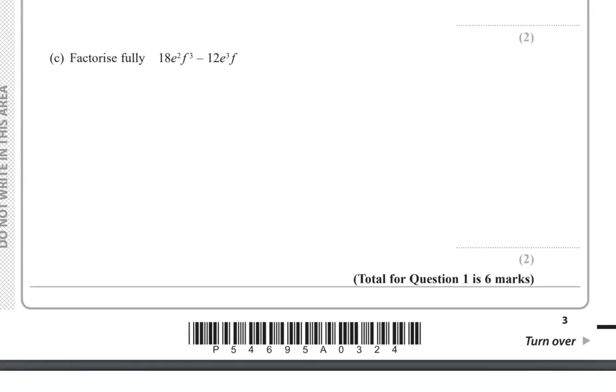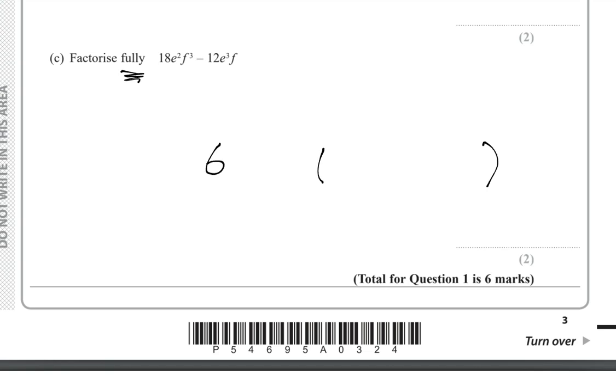Okay, now part C says fully factorise. So this bit is really important. We want to fully factorise this, so that means take as much outside the brackets as you can. So first of all we look at the number. What's the biggest number that goes into both of those that we can take out? Well, 2 goes in, 3 goes in, and if 2 and 3 go in, then it must mean that 2 times 3 goes in, so that's 6. Anything bigger than 6 go in? Nope. So 6 can come out.